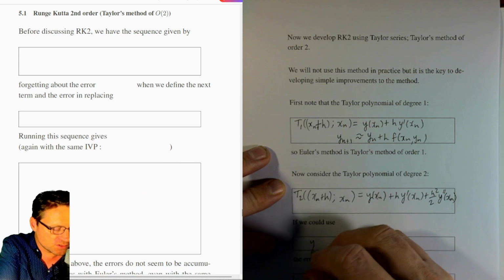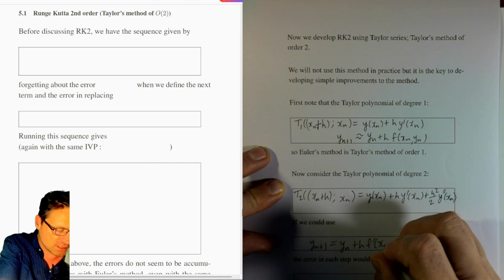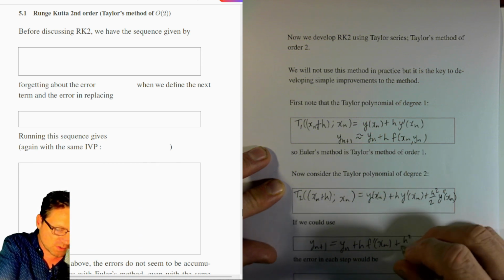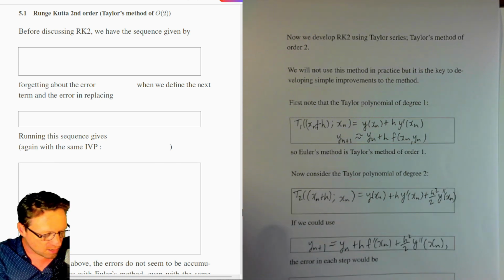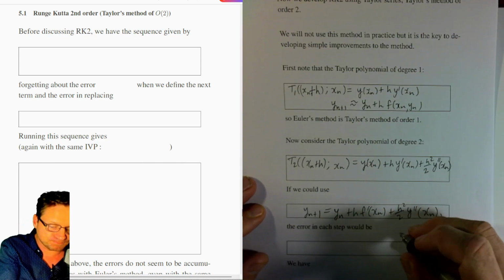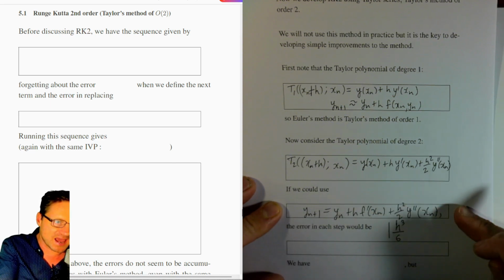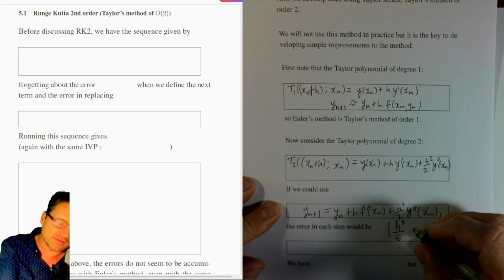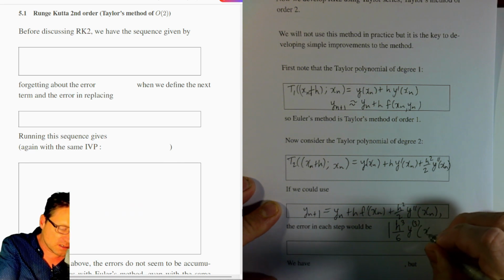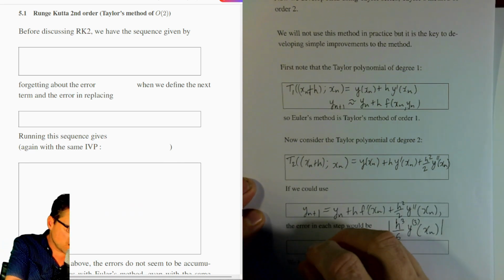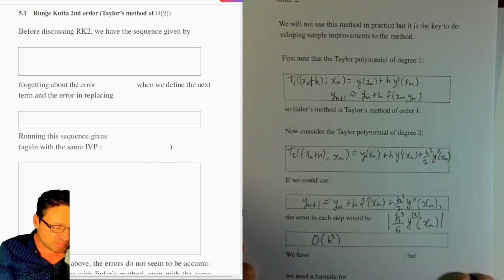Okay, so if we could use y_{n+1} = y_n + h f'(x_n) + (h²/2) y''(x_n), the error in each step would be the absolute value of h³/6 times the third derivative at x_n, because that's what comes next in the Taylor expansion. Since we don't know the sign of it, we just take the absolute value. So this is big O of h cubed. That's the order, the error in each step of this.